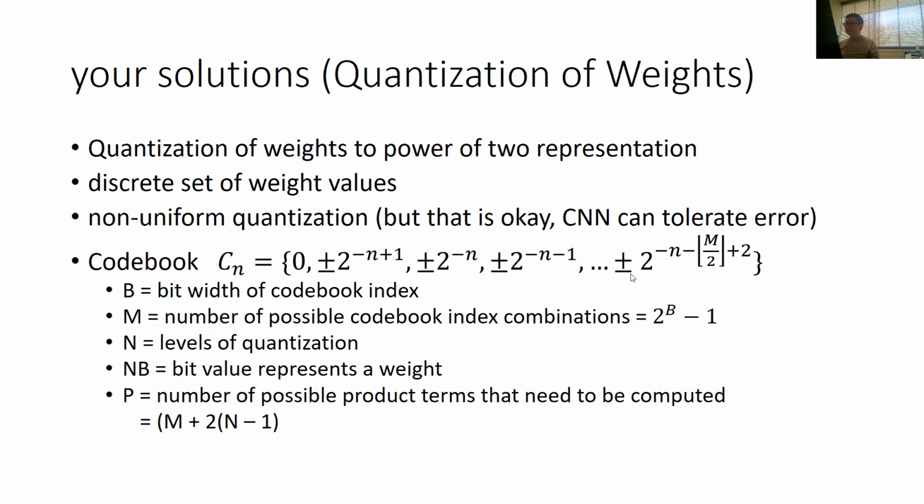However, this is a signed value. So we have to throw away that extra negative value that we can't represent on the positive side. So that's why we have the -1. N is going to be our levels of quantization, which controls how accurately we can represent our input weights. So we end up with an N times B bit value representation as our new weight. And there's going to be P possible input times weight combinations that are going to be computed by Shift CNN. So in our case, that would be 15 plus 2 or 17 possible input times weight values.